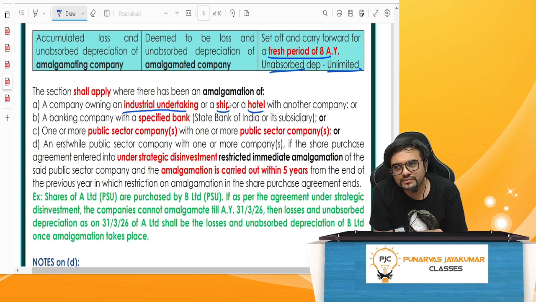Similarly, many small shipping businesses have been absorbed by these bigger shipping industries. Same thing with hotels. Many hotels will not run, so a better management will come and take over some 5-star hotel. All those hotels which were running under loss will now be profitable.